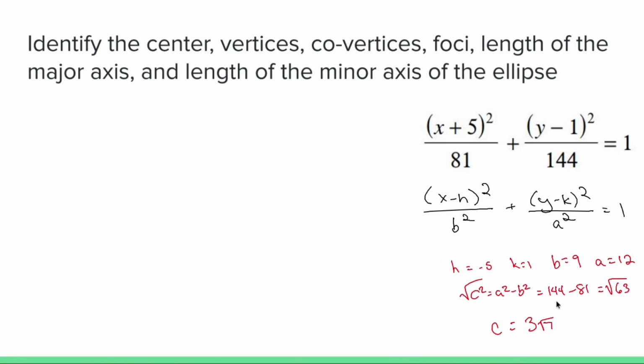All right. Now with all that information, we can go over here and state the center, vertices, covertices, foci, length of the major axis, and length of the minor axis. When you are dealing with this form, the center is going to be h, k. So in our case, the center is going to be negative 5, 1.